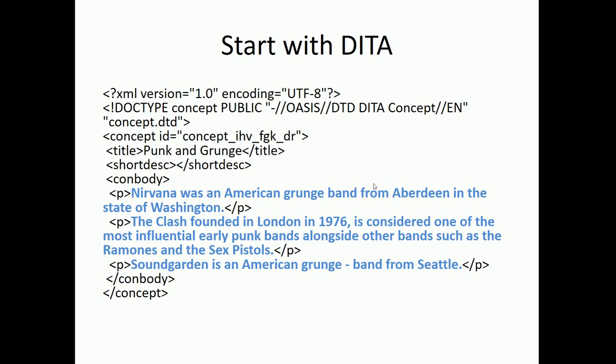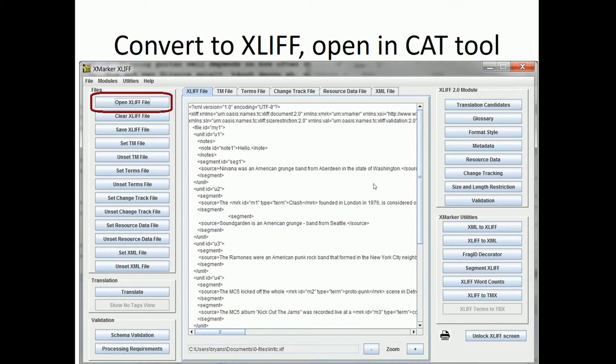So what we would do is we would use one of those utilities that I mentioned before, and we would transform all of those DITA topics into a single XLIFF file. And then we would give that XLIFF file to our localization service provider, and they would open it in their computer-aided translation tool. So now we see that we have the sentence about Nirvana, the sentence about The Clash, and Soundgarden, and some Ramones and MC5, some other things.